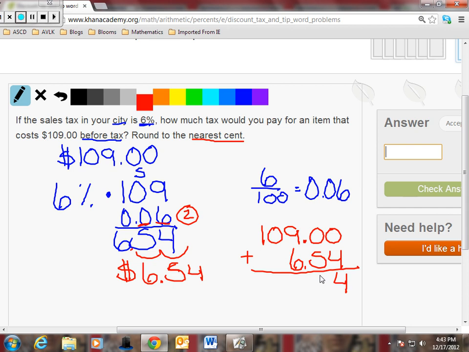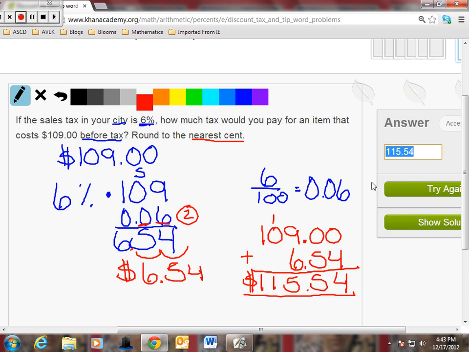So let's add this up. That's 4. That is 5. 9 plus 6 is 15. That is 1. That is 1. I have a total of $115.54. So what I thought I was paying $109 for, I'm really paying $115.54.